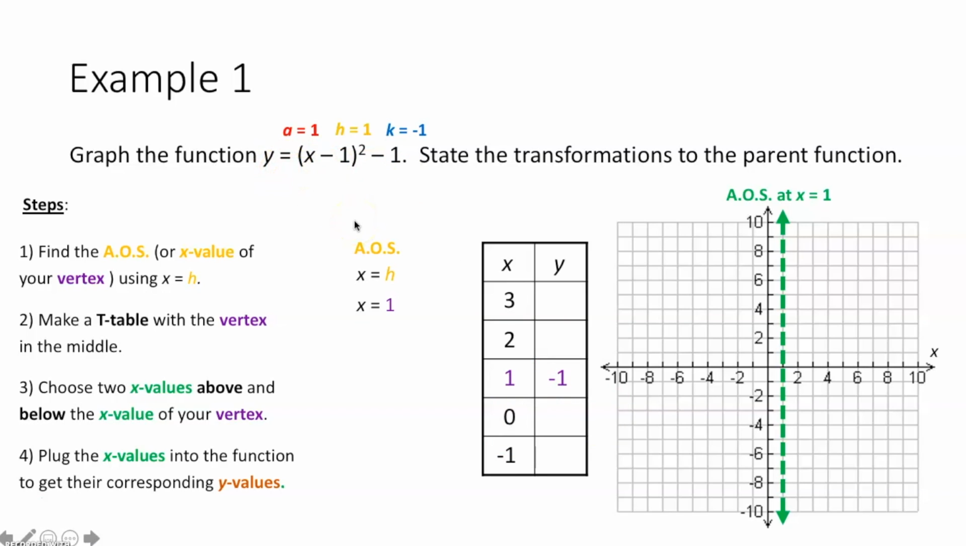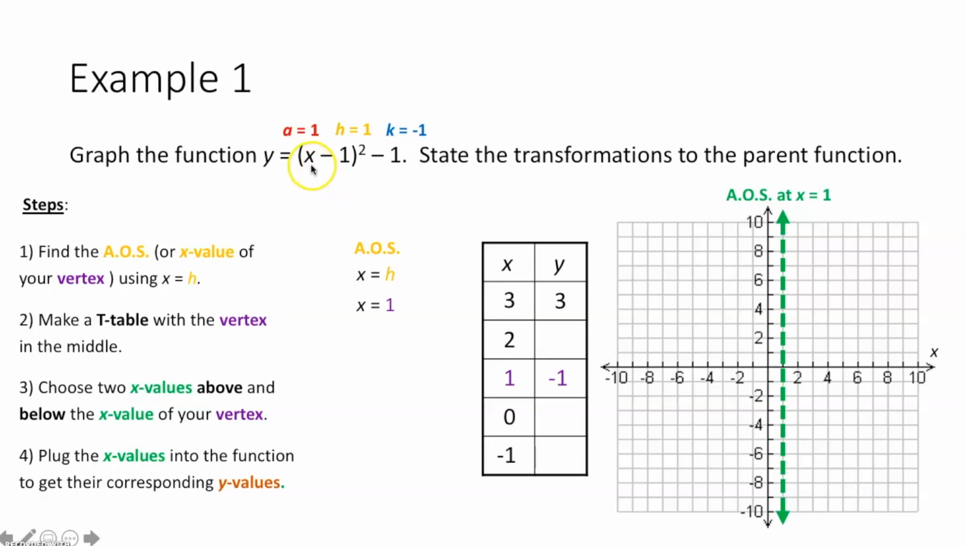Don't forget, we have to use the order of operations when we're simplifying. So let's plug in 3. 3, we plug that in for x. We do parentheses first. 3 minus 1 is 2. Then we do exponents. 2 squared is 4. Then we multiply or divide. Nope. Then we add or subtract. So 4 minus 1 is 3.